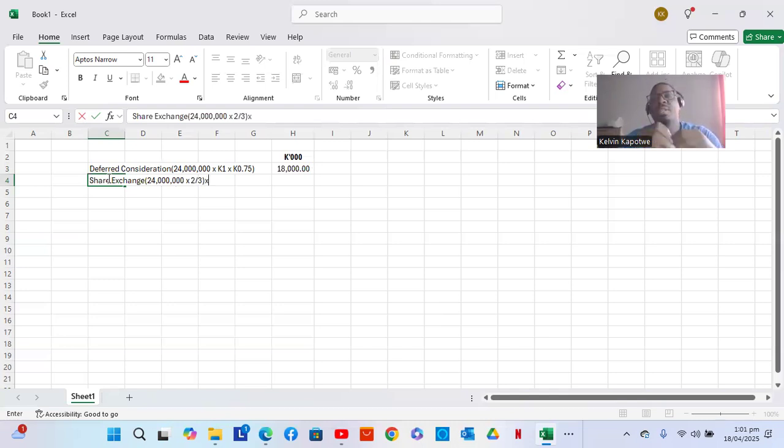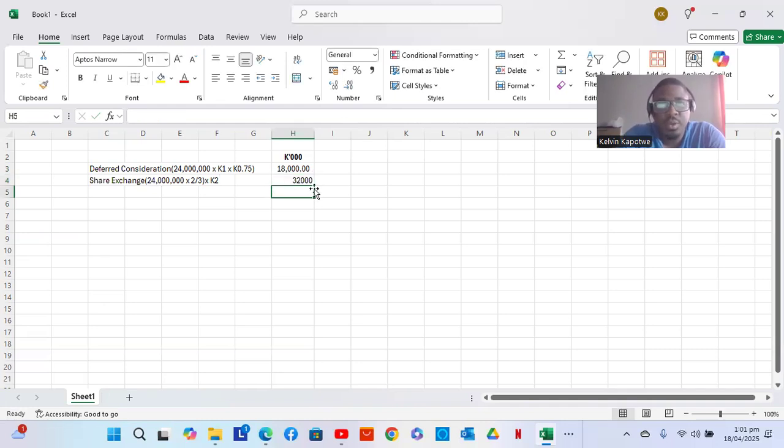Multiply by, what is the value of the shares of the parent? The value of the shares of the parent, we were told in the question that it was 2 kwacha, all right? So always get the shares of the parent. These shares are valued at 2 kwacha. So the transaction value on that particular day is 24 million multiplied by 2 over 3 by 2, which gives us 32 million kwacha. So 32 million kwacha is the share exchange.